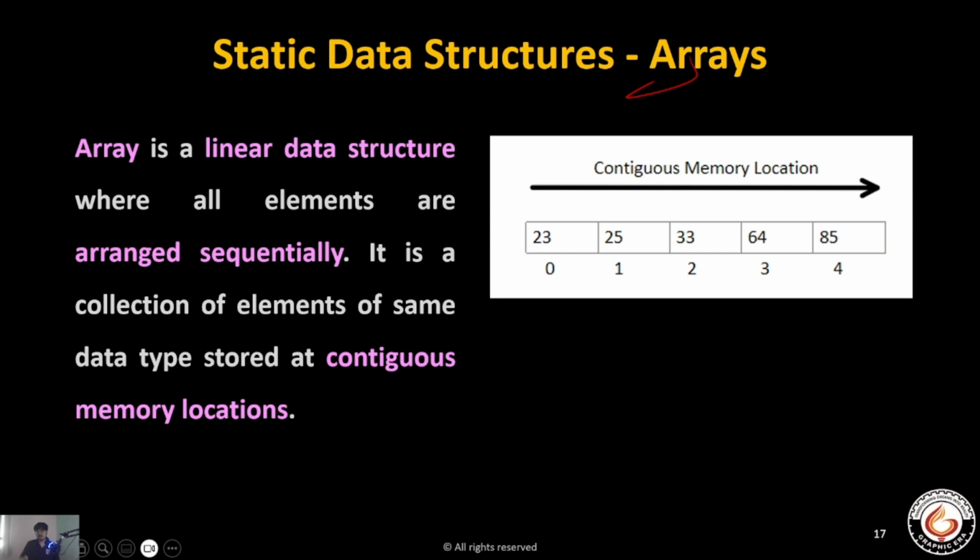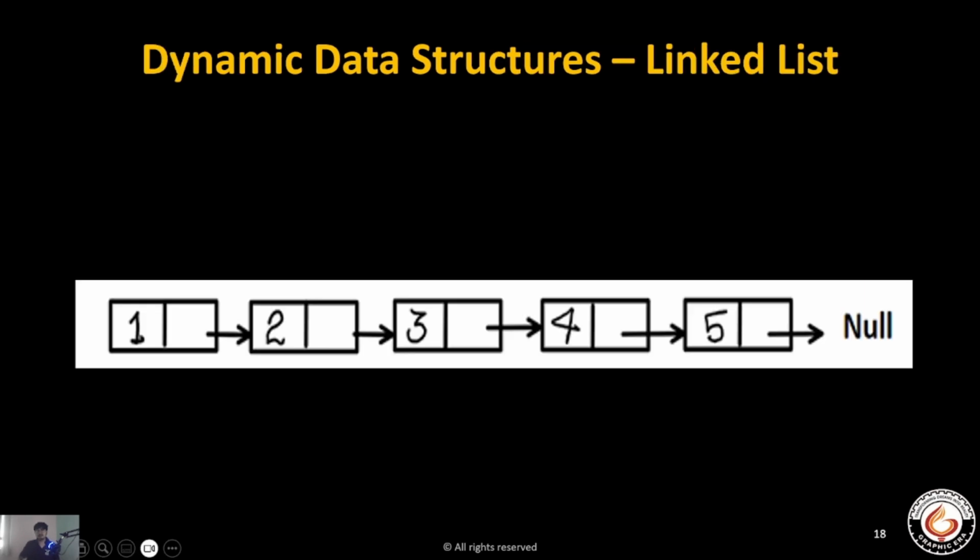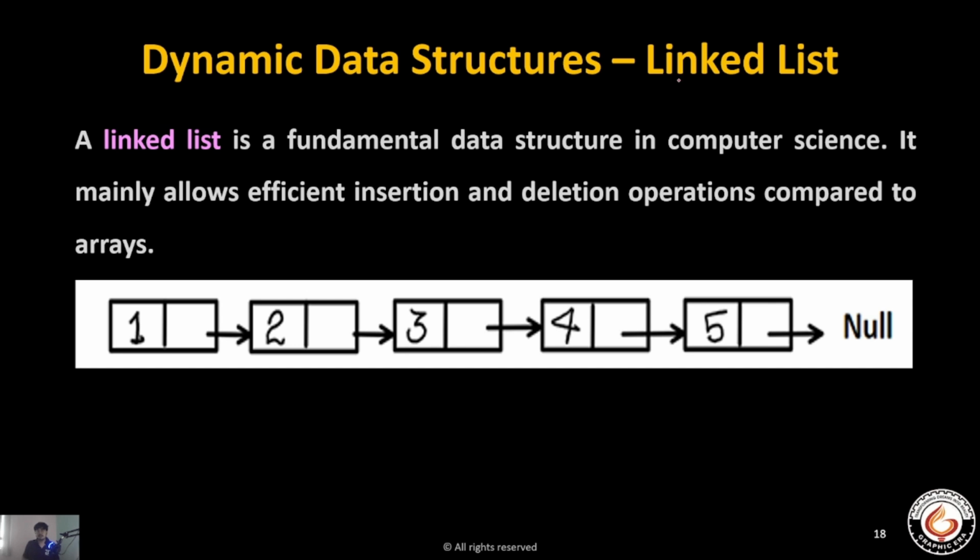Now we will learn about dynamic data structures, and firstly we will learn about the linked list. So what is a linked list? A linked list is a fundamental data structure in computer science, and it mainly allows efficient insertion and deletion operations compared to arrays. Okay, and a node of a linked list consists of two parts.